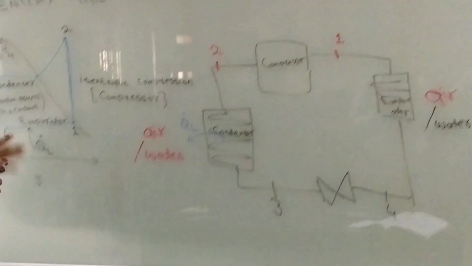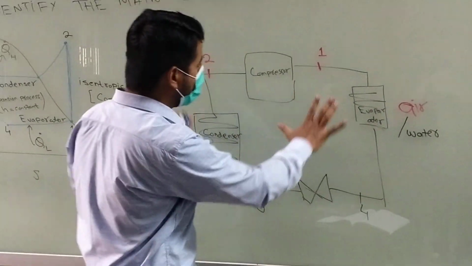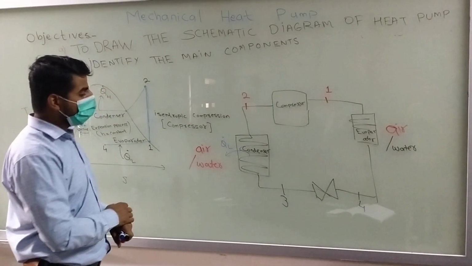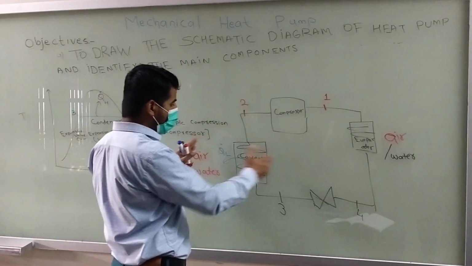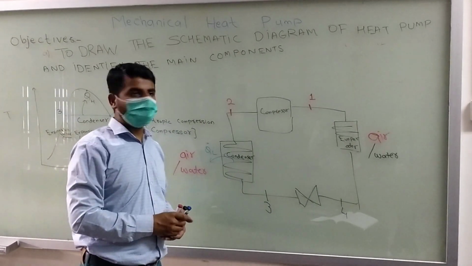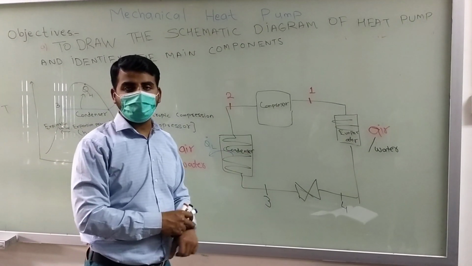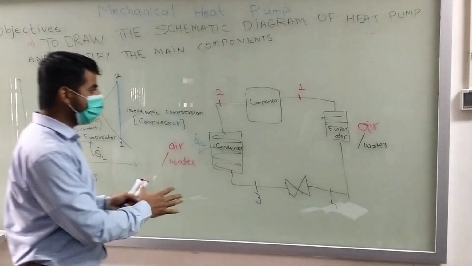So I'll again draw the diagram according to the equipment in our lab, but the major components are these 4. A little bit will be changed, like we will have 2 condensers and 2 evaporators. That will be the only difference, and 2 or 3 components will be more than this one. Okay, this is the basic diagram.